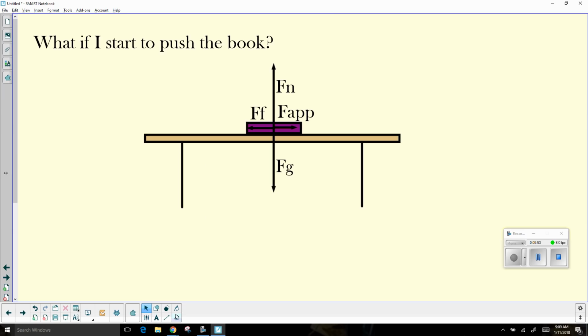So I'm pushing the book. Let's use a triangle here to represent that I'm pushing the book. I'm pushing the book this way, and the dashed line means I'm pushing it. That's my hand pushing it. There is a force applied, and that is going to be counteracted by the friction force until I apply enough force to the book to get it to move. As soon as I apply enough force to the book to get it to move, I will then have a situation of unbalanced forces.